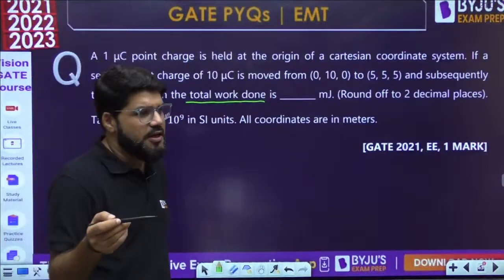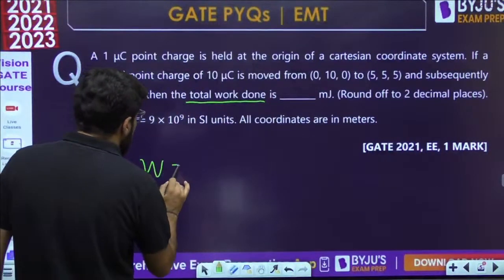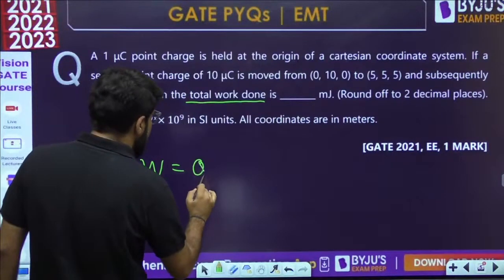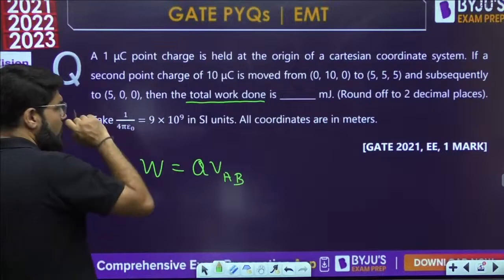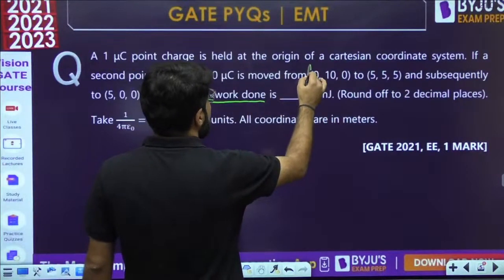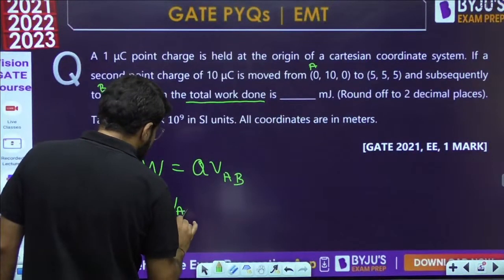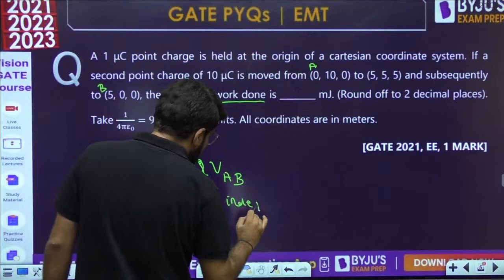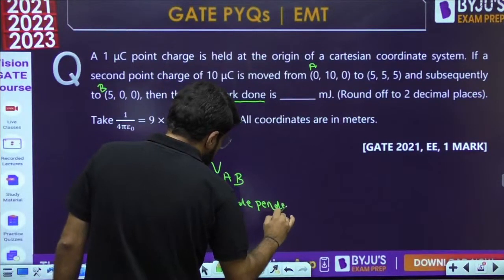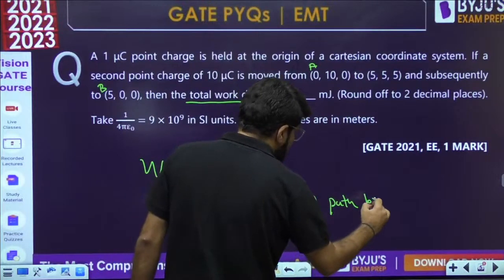See, potential is work done per unit charge. So how do you calculate the work done in moving a particular charge? It is given by Q into VAB. Let's say this is A and this is B. We all know that VAB, the potential difference between any 2 points, is independent of the path.